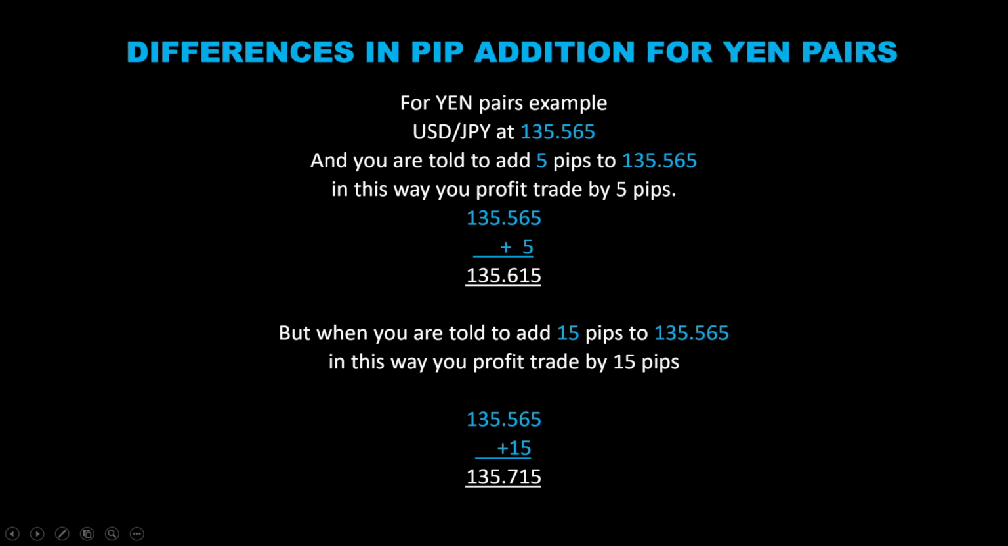So the difference in pips addition for yen pairs, as we saw, is that yen pairs are different from any other currency pair, because in yen we only have 3 digits after the point. You are told to add 5 pips to this, then this is how you'll do it.